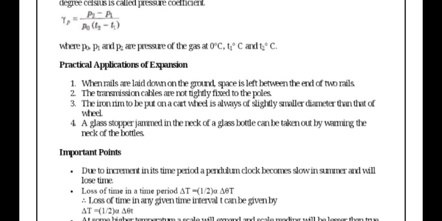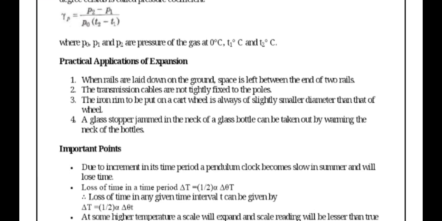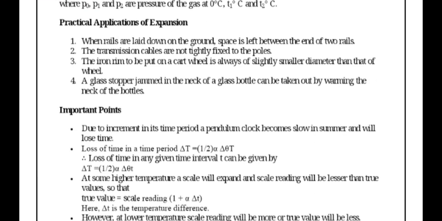Next is practical applications of expansion. When a rail is laid down on the ground, space is left between the ends of two rails. The transmission cables are not tightly fixed to the pole. The iron rim to be put on the cart wheel is always made of slightly smaller diameter than the wheel.